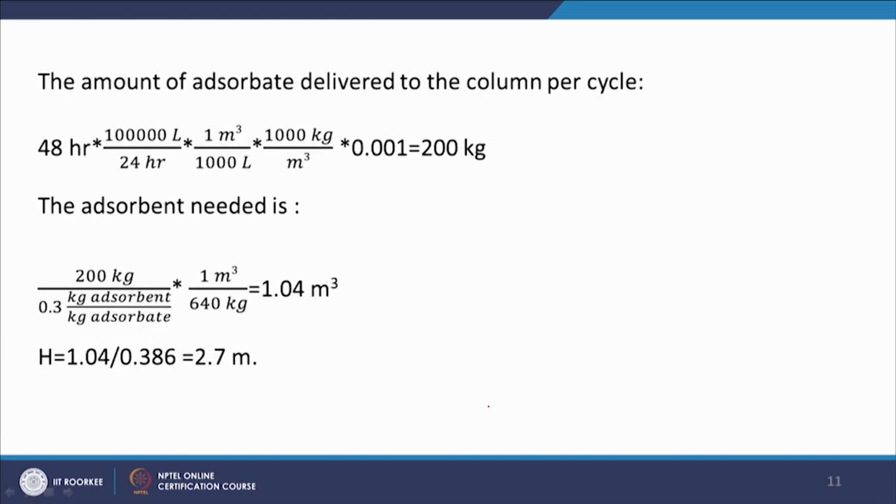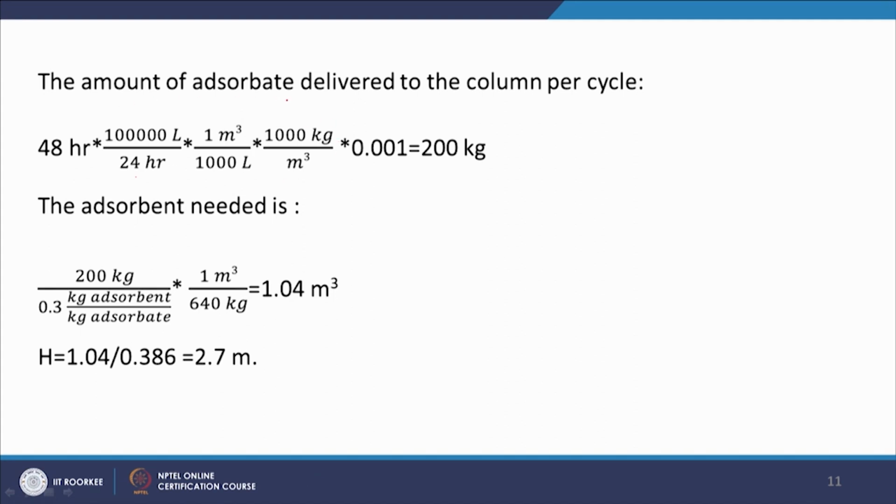Then how we will do? The amount of adsorbate delivered to the column per cycle we will calculate. So, we have a 48 hour period and we have 10 lakh liter per day. So, divided by 24 and multiplied by 48. So, we will be getting now how much liter of water is treated. That is converted into meter cube by dividing it by 1000, and then we are converting from volume to mass, so we are multiplying it with the density, that is 1000 kg per meter cube. That is the amount delivered to the column.